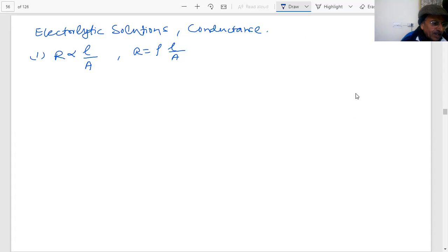Where rho, what is the rho? Rho is the resistivity. And what are the SI units of R? Ohms. The SI unit of R is ohm. So the inverse of the resistance is what we call conductance.